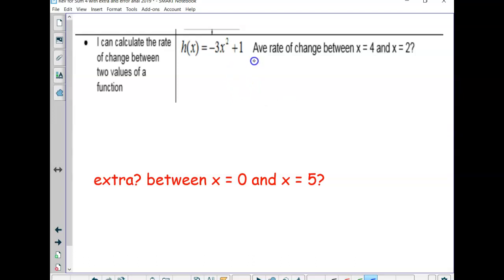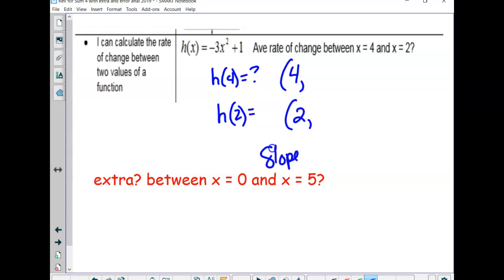All right, the second section of that standard is on finding the average rate of change, which, remember, does not mean to average anything. It means find the ordered pair where you put 4 in and see what you get out, and then you put in 2 and see what you get out, and then you find the slope between those.